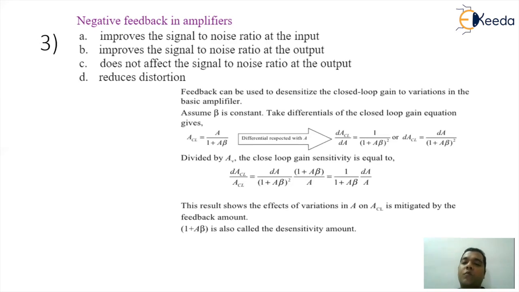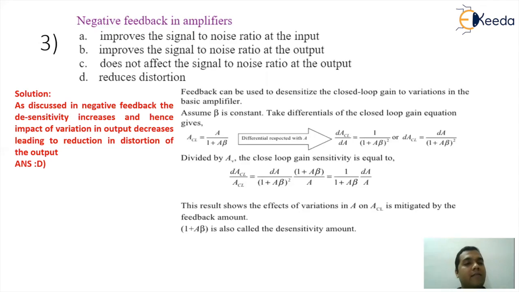So the impact is 1 upon 1 plus A beta. So this concept is defined as sensitivity. So when I take the inverse of that, it is going to be 1 plus A beta. That is what you mean by desensitivity. So desensitivity actually signifies the ability of the system to eliminate few things. So few things are like noises. So automatically if I'm trying to eliminate impact of noises, definitely there will be less distortion in the output. And that's the reason the correct answer is option D.